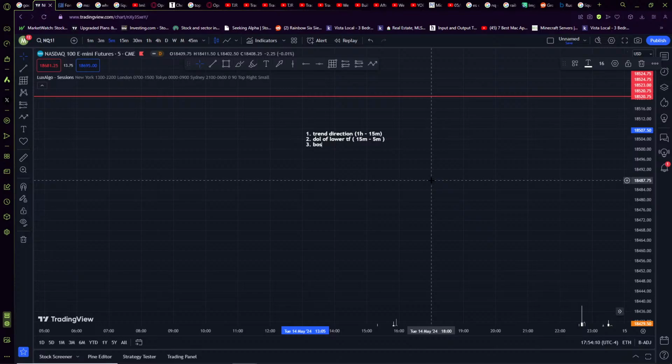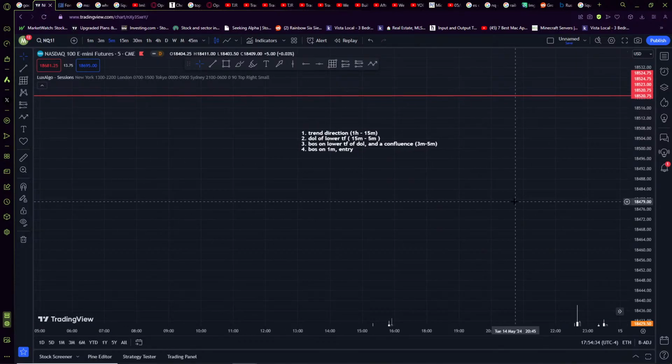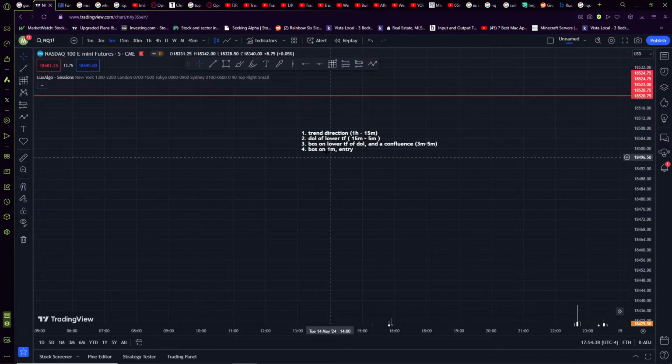3, break of structure on lower time frame of the draw of liquidity, and a confluence. This I would recommend 3 to 5 minutes. And then 4, break of structure on 1 minute entry. Right, so let's try this out.